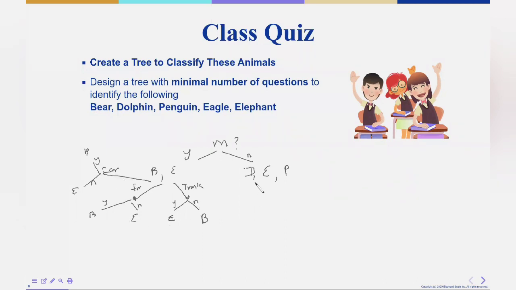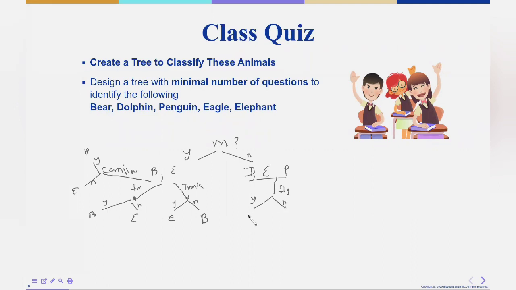Now let's go to this side. I have dolphin, eagle, and a penguin. Can you separate these? Again, your question has to be yes or no, binary answers. What do you guys think? Oh yeah, can it fly? All right, let's go with that. Can it fly, yes or no?